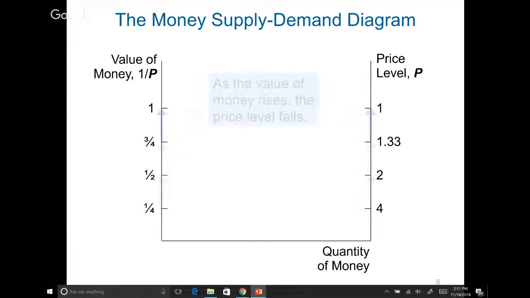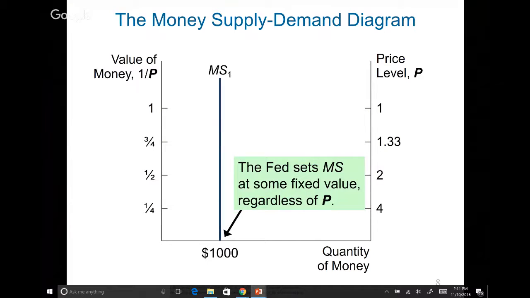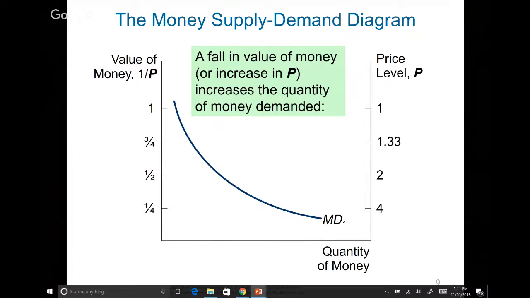Now, for the money supply curve, because money supply is controlled by the Federal Reserve, money supply is independent of our price level. So money supply is going to be perfectly vertical. And the money demand is downward sloping. As the price level increases, we need more money demand, and as the price level decreases, we need less money demand.